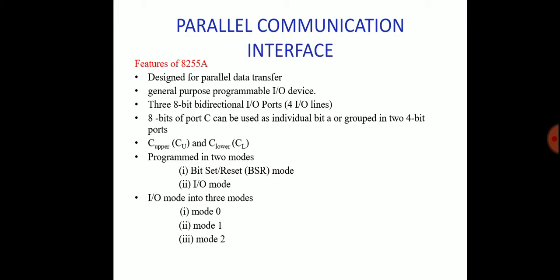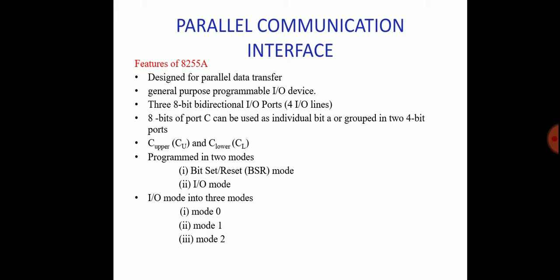The 8 bits of port C can be used as individual bits or grouped into two 4-bit ports, that is the port C upper and the port C lower. Now, the 8255 can be programmed into two basic modes: number one, bit set and reset mode, and number two, input output mode.